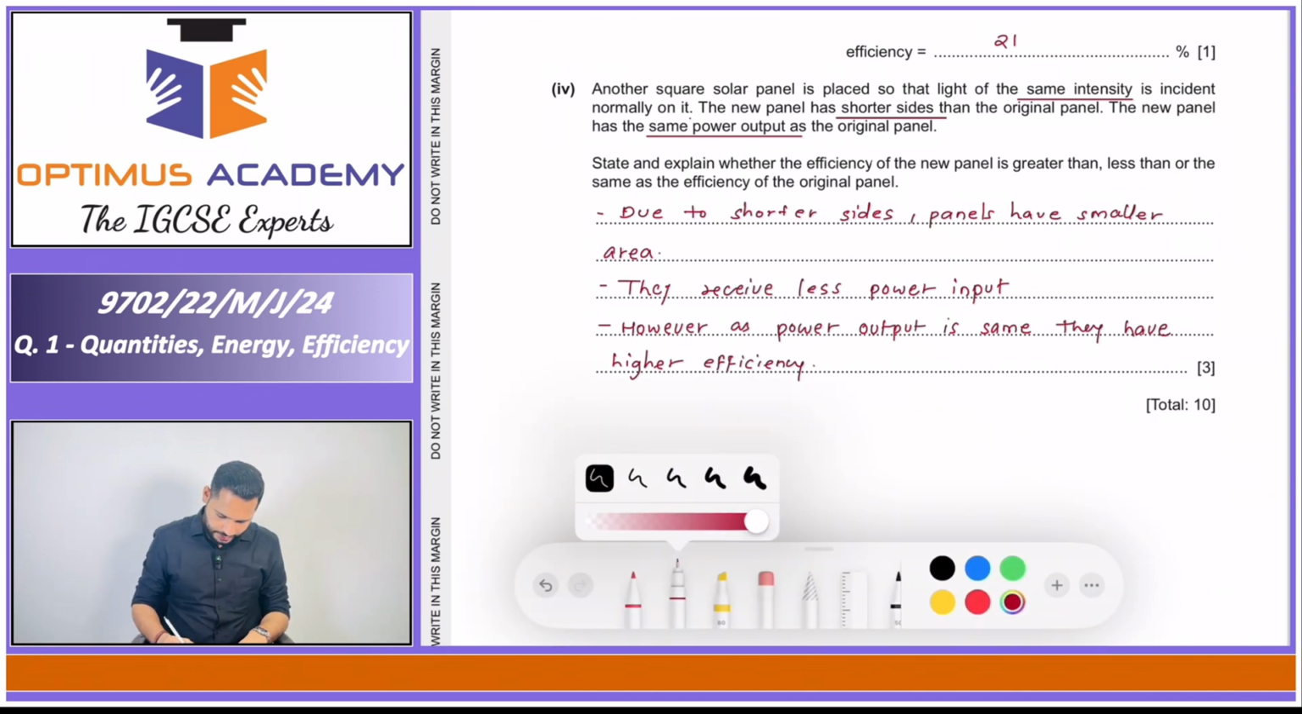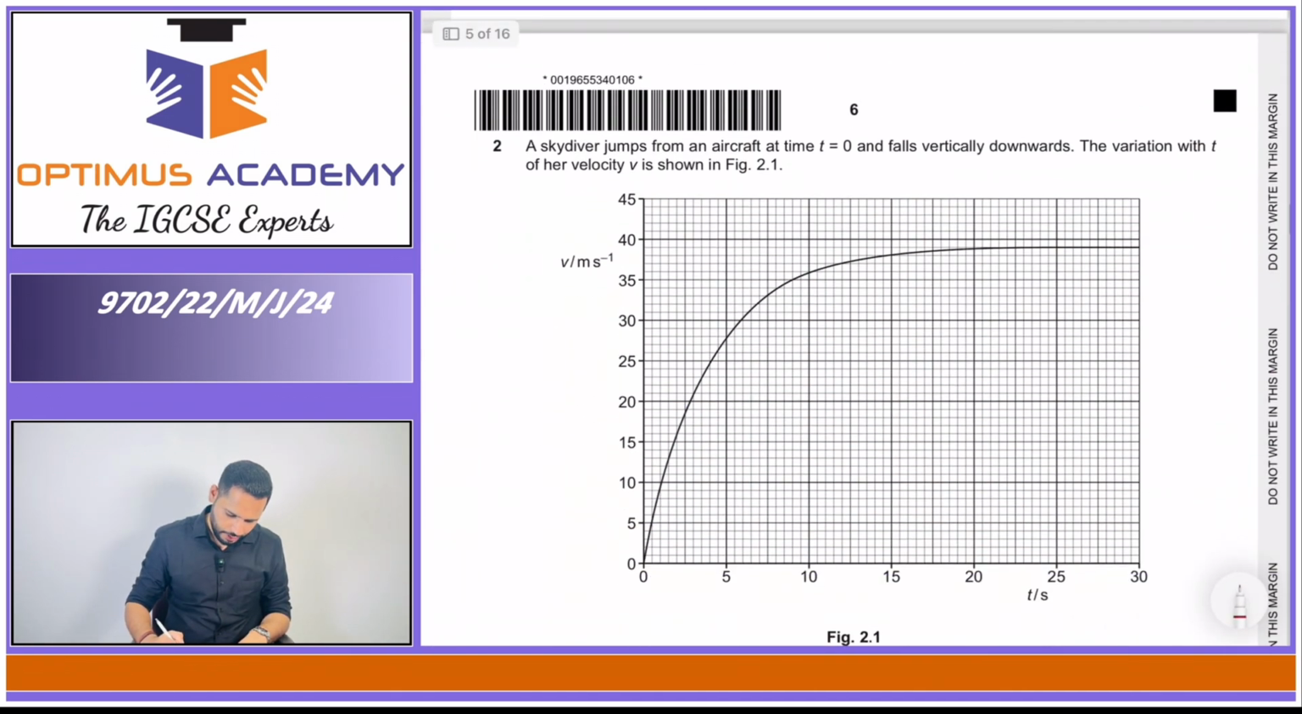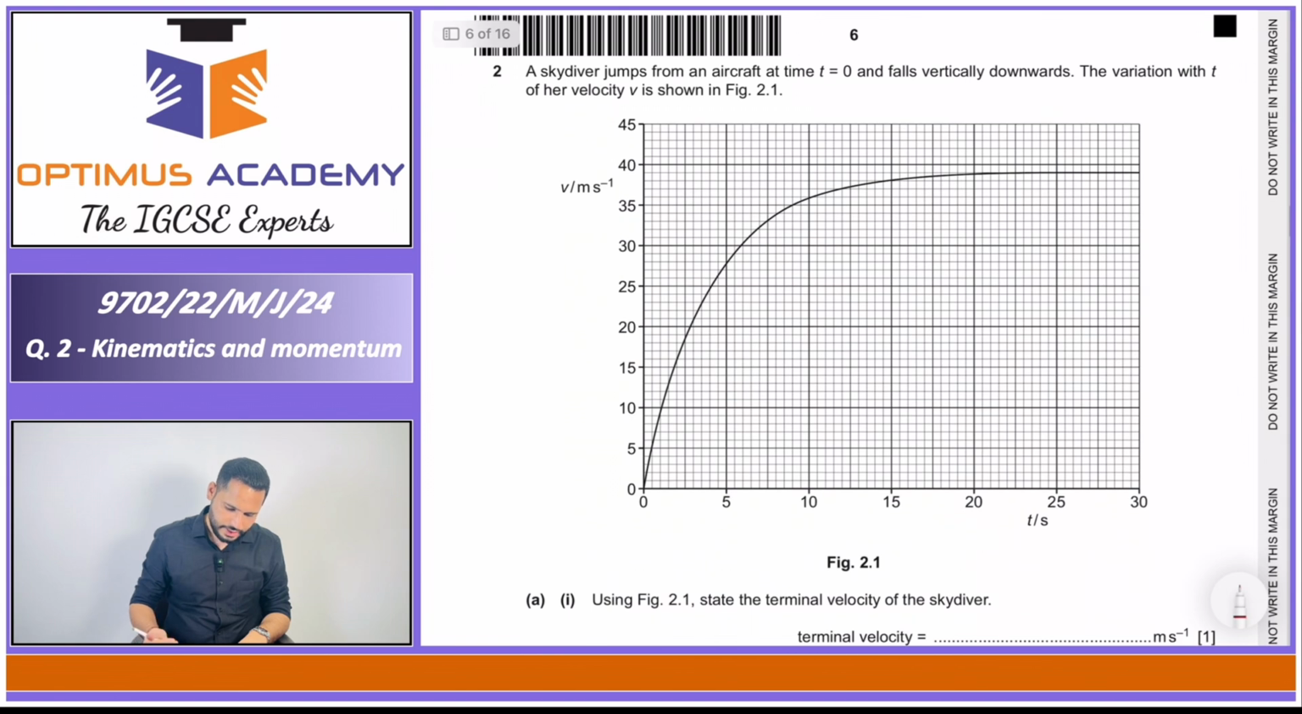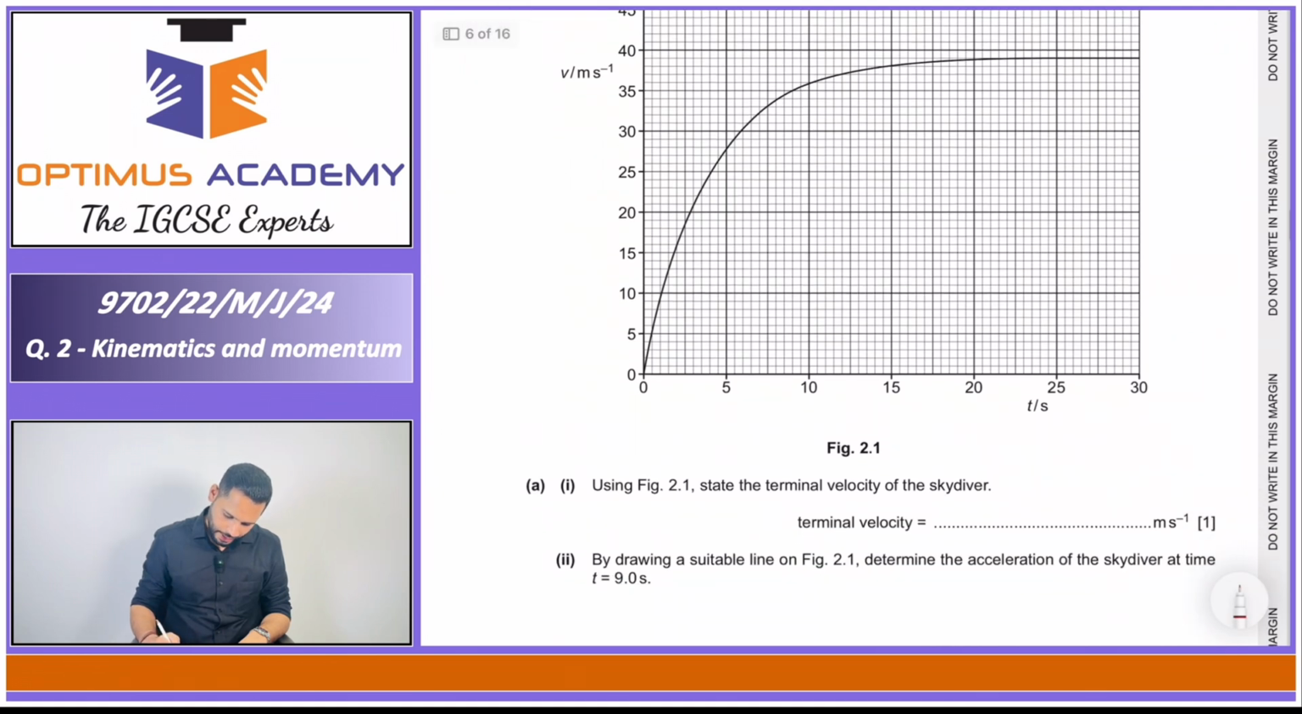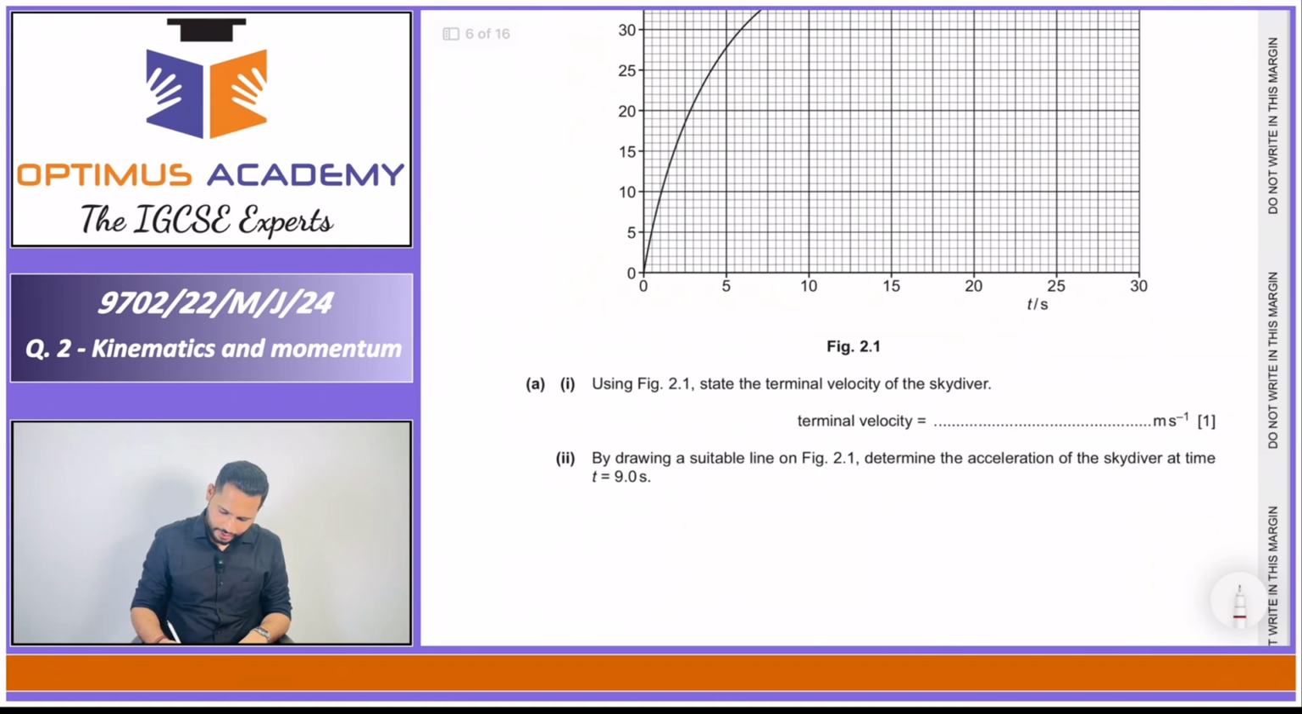We will now go to the second question, question number 2. The question says, a skydiver jumps from an aircraft at time t equal to 0 and falls vertically downward. The variation with t of her velocity v is shown in the figure. Using figure 2.1, state the terminal velocity of the skydiver.